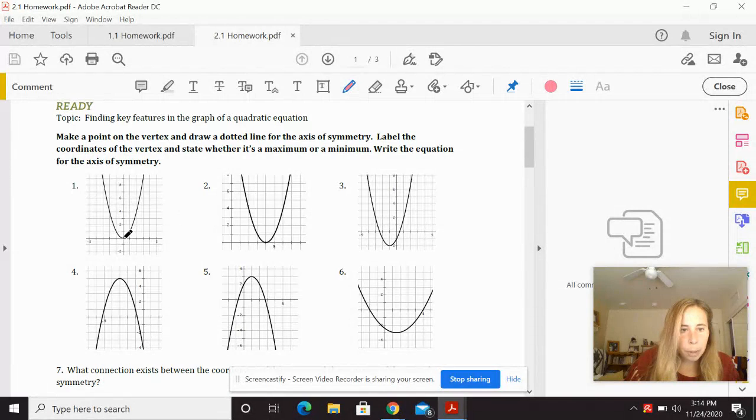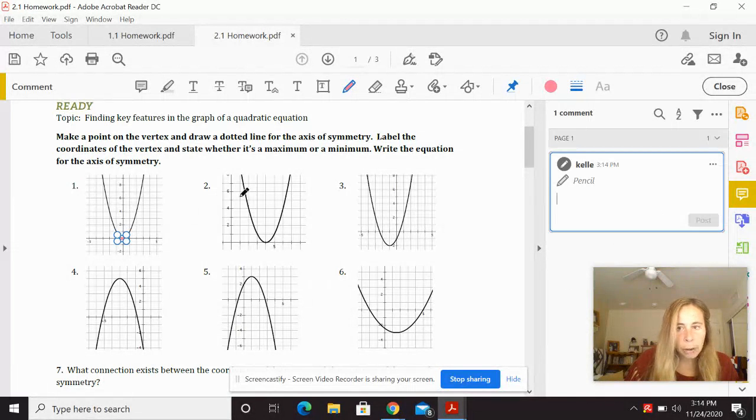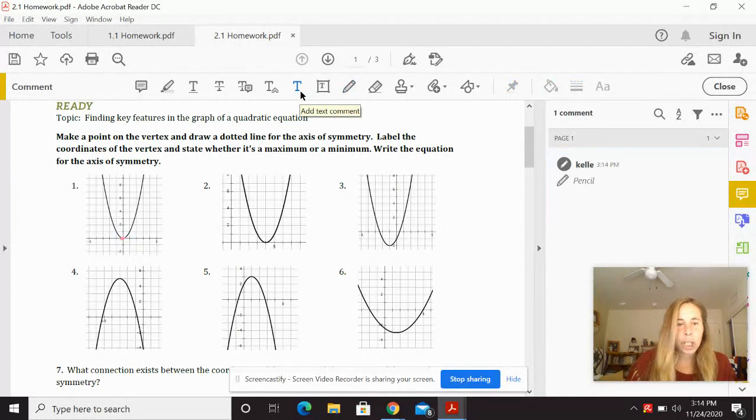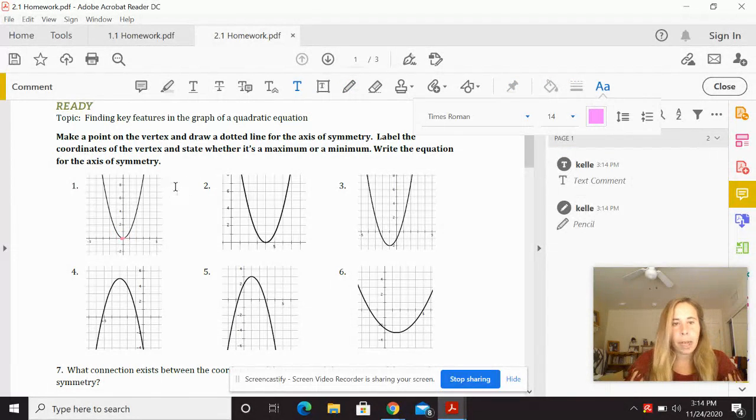So I'm going to make a point on my vertex. Bear with me. See how the point actually turns out. Okay, so that's my vertex. All right. I'm just going to go ahead and write the point for it. So the point for that is, most of you got this on the homework, 0, 0. The vertex is at 0, 0.